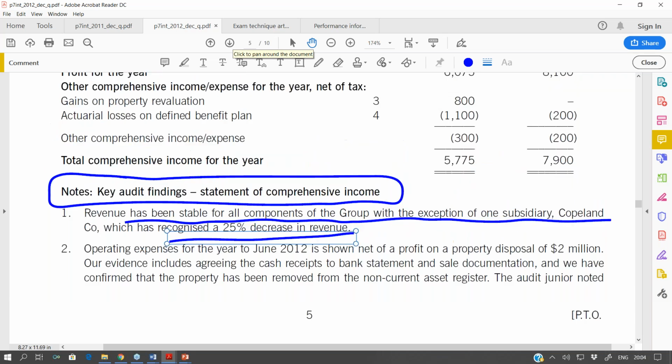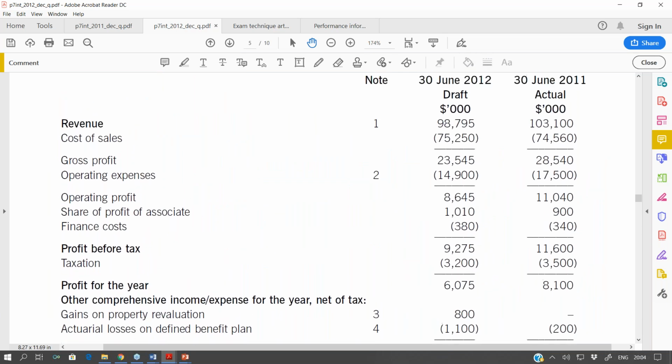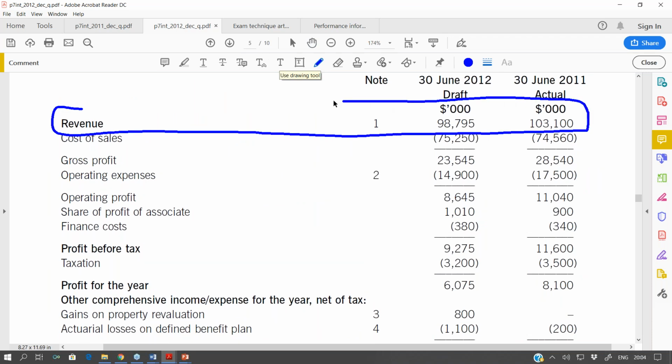If I see note number one in the income statement, can you see note number one in the income statement here? Note number one relates with revenue. Can you find out the percentage how much revenue has gone down from the last year? Take out your calculators and tell me how much revenue has gone down over the last year. 103,100, and this year it's 98,795. How much has the revenue gone down over the last year? 4%, 4.17%. Okay.